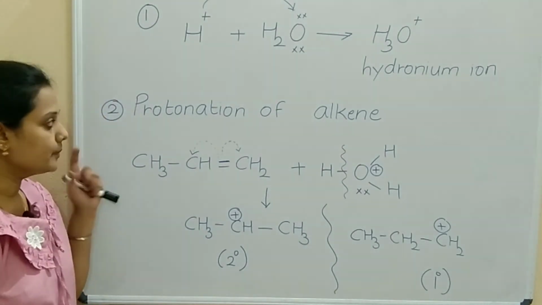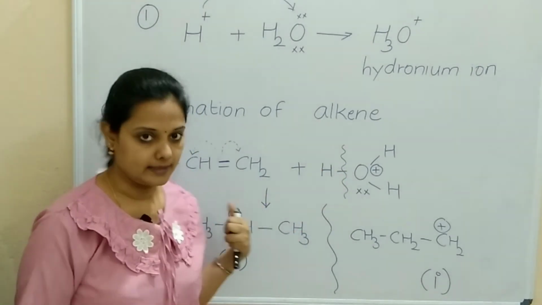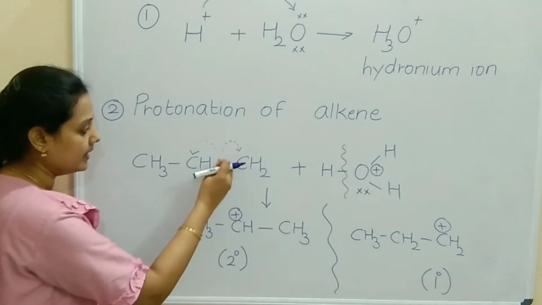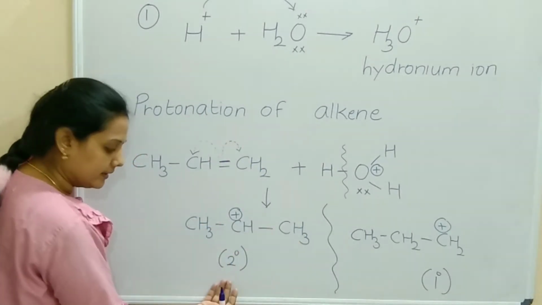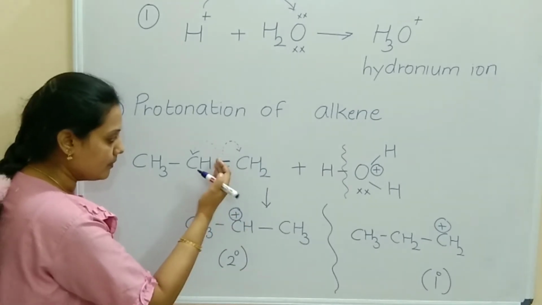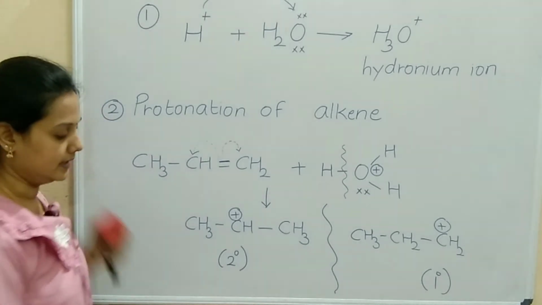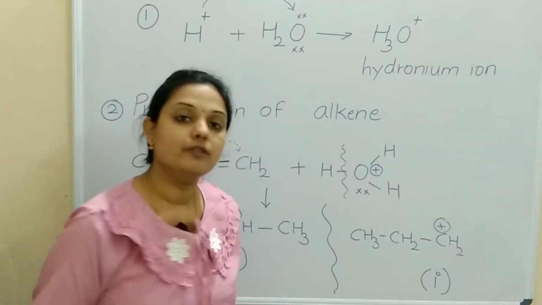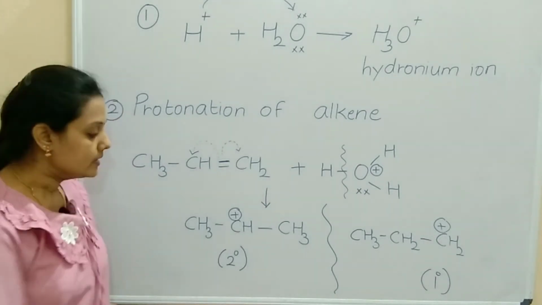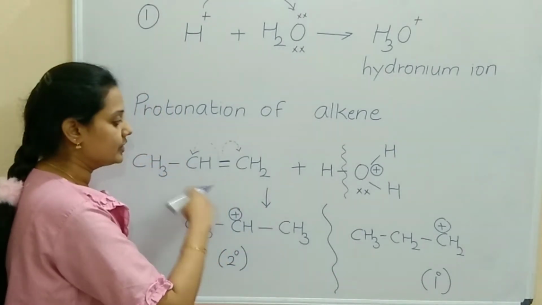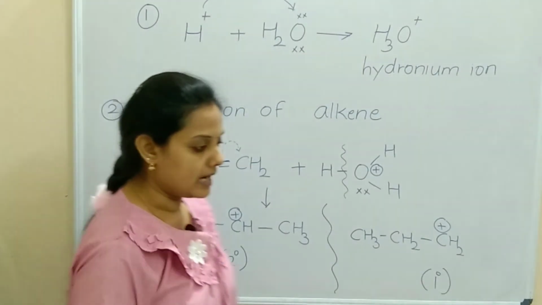So the first step is the protonation of alkene, where H, a proton, is added to the alkene. So you check that if the pi electron shifts to the right hand side, you get a secondary carbocation. If the pi bond shifts to the left hand side, we get a primary carbocation. Now out of these two, which is more stable? Secondary carbocations are more stable. So we prefer this product. So we will shift the pi electrons towards the right hand side. So we get the secondary carbocation.